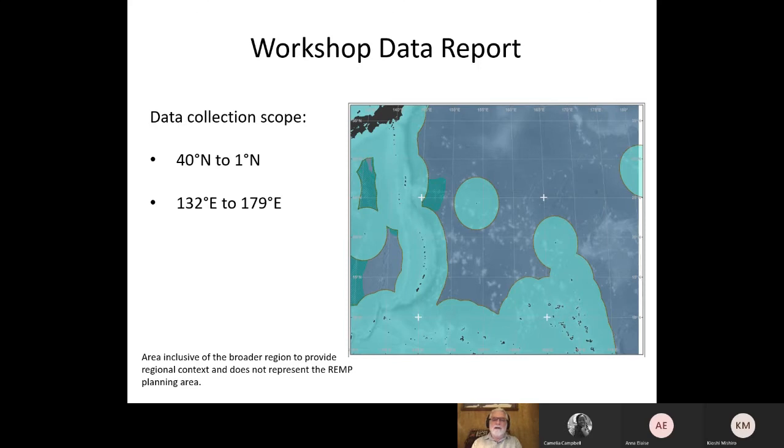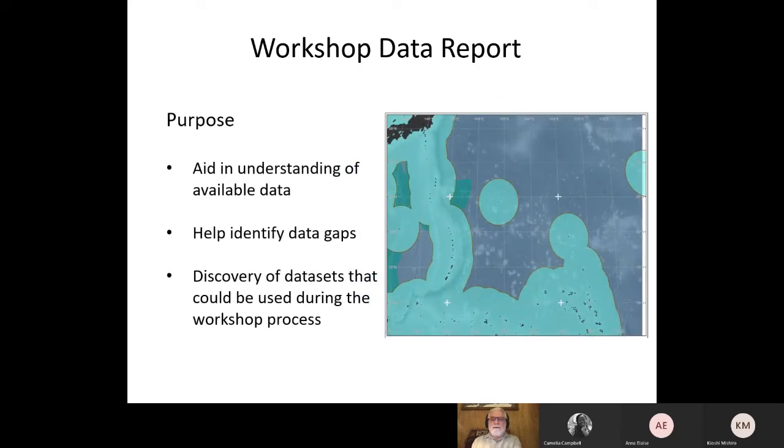So here we're looking at data going from 1 degree north to 40 degrees north and 132 degrees east to approximately 179 degrees east. The purpose of this data report was to provide understanding of available data, help identify data gaps, and help discover data sets that could be used during the workshop process. We fully acknowledge that there may be data that's missing or not available, and so this is mainly using publicly available data we were able to aggregate prior to this meeting.